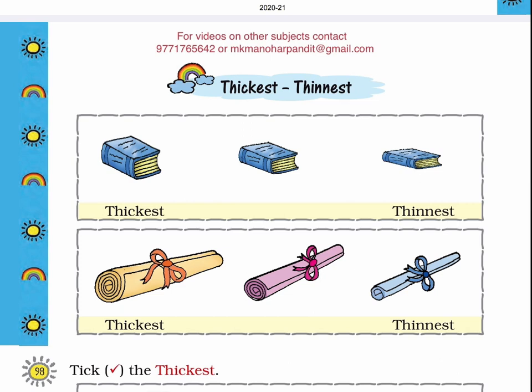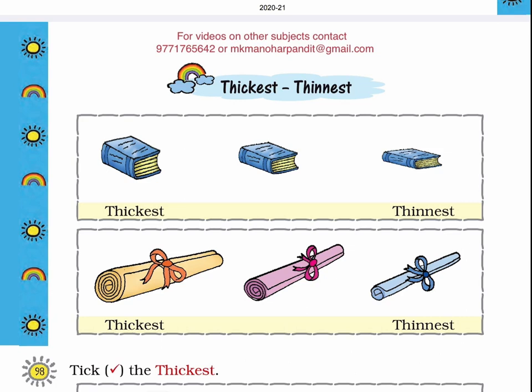Book 2 has lesser pages than Book 1, but more pages than Book 3. Book 3 has lesser pages than Book 1 and Book 2. Hence, it is the thinnest. The word thinnest is written beneath Book 3. Part 2 picture shows 3 paper rolls. The word thickest is written beneath roll 1 and the word thinnest is written beneath roll 3.